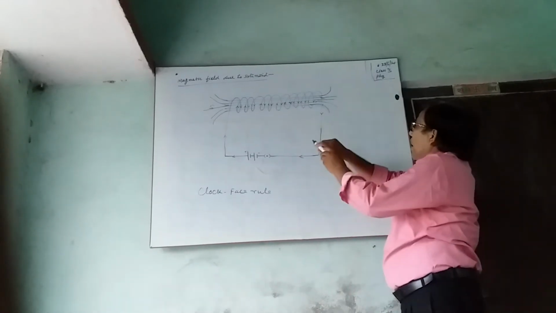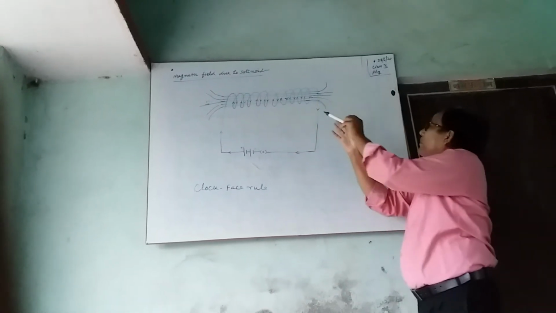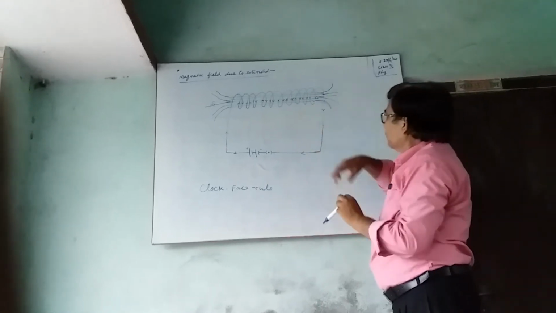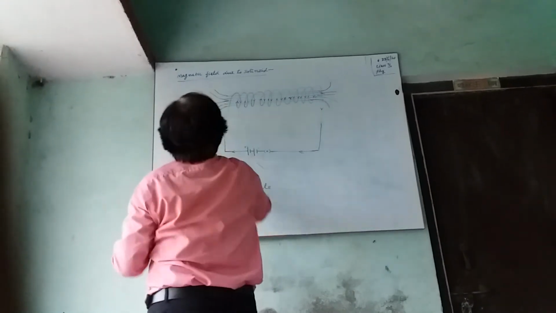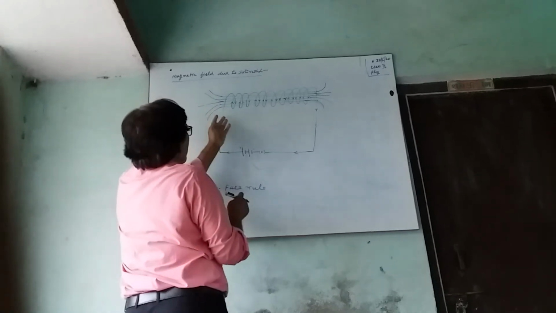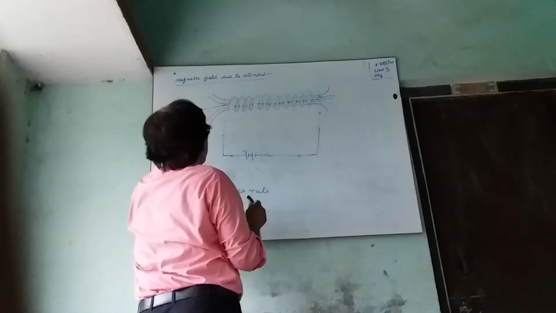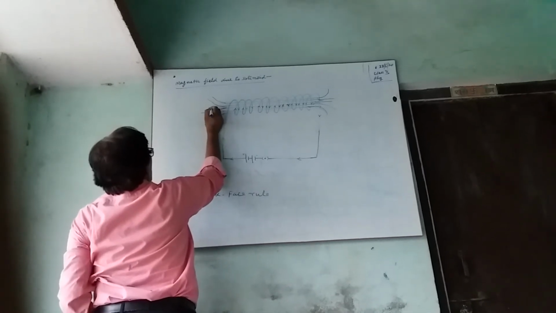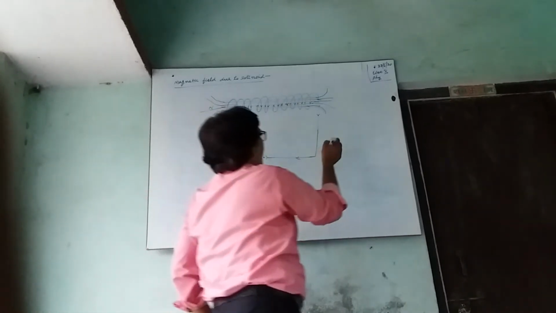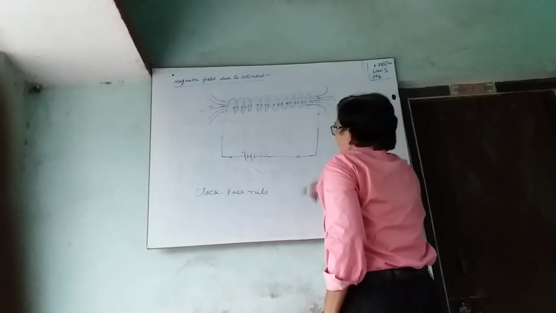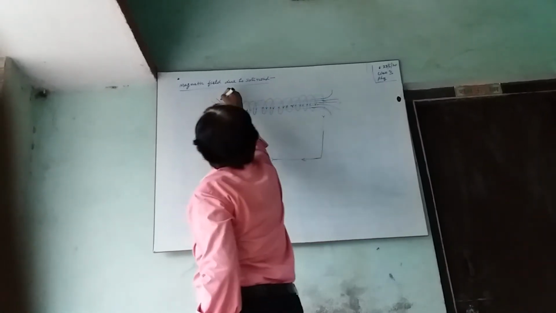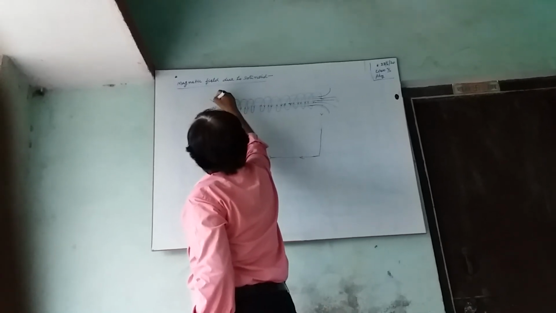And at the other end, if the direction of current is anti-clockwise, that will be the north pole, and here the south pole. The magnetic field lines emerge from the north pole and enter into the south pole.